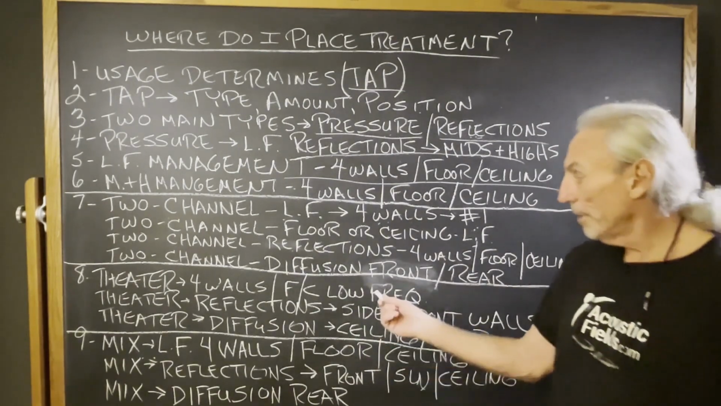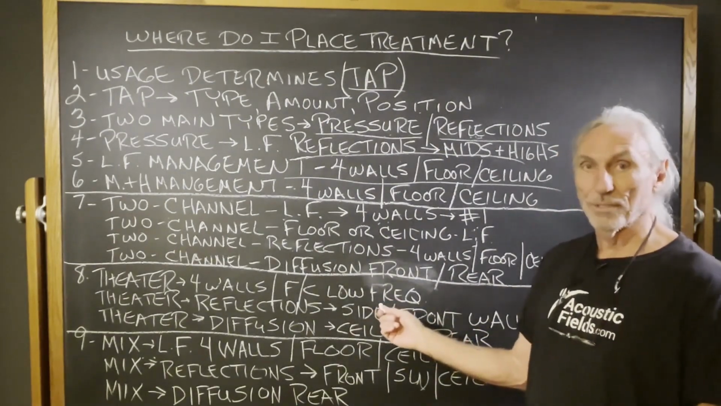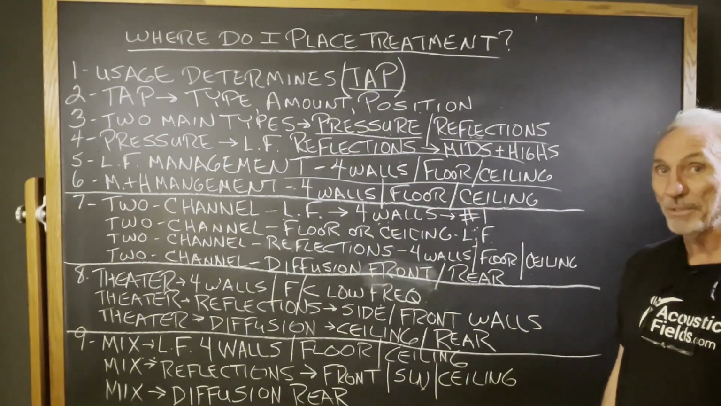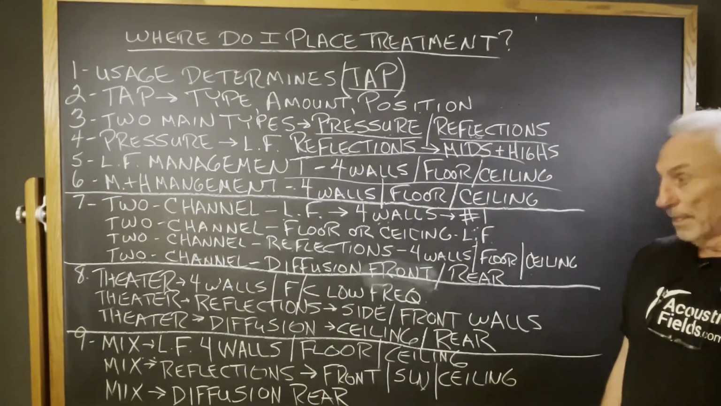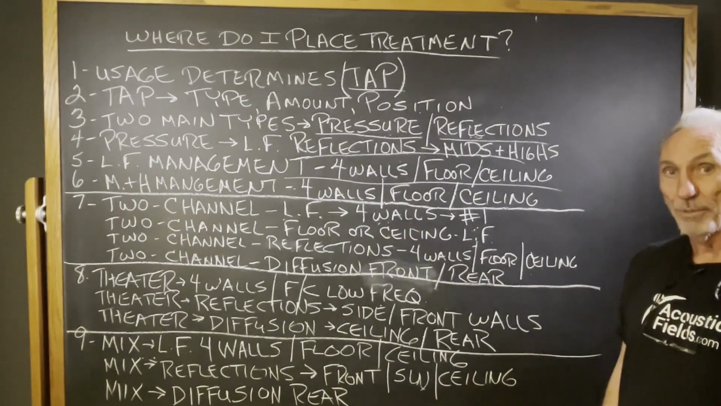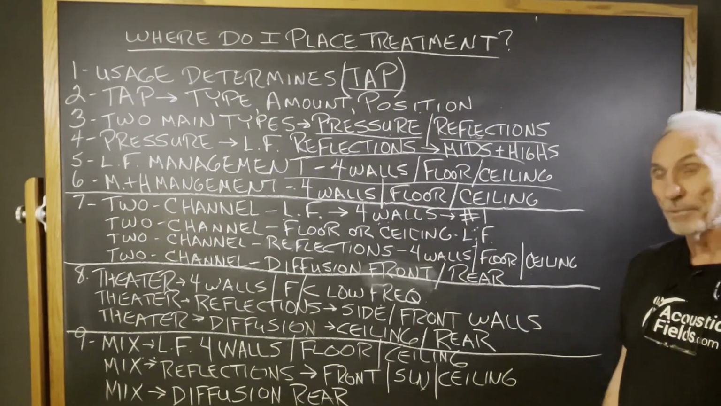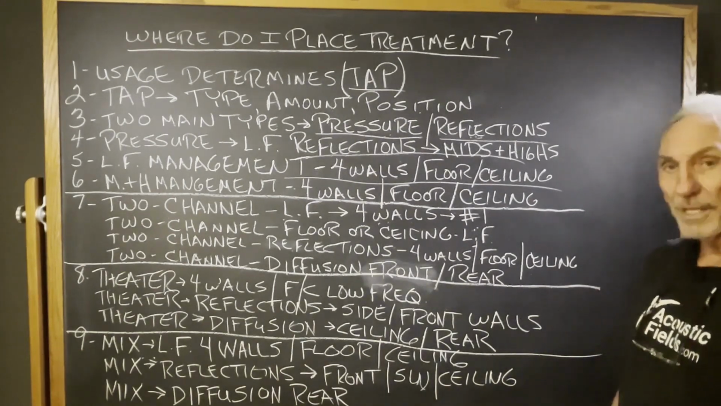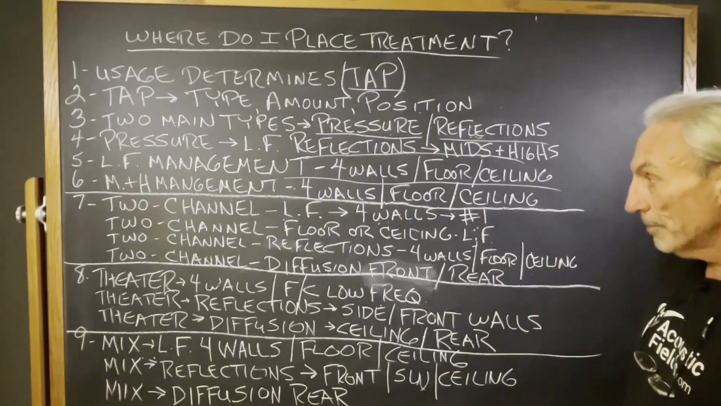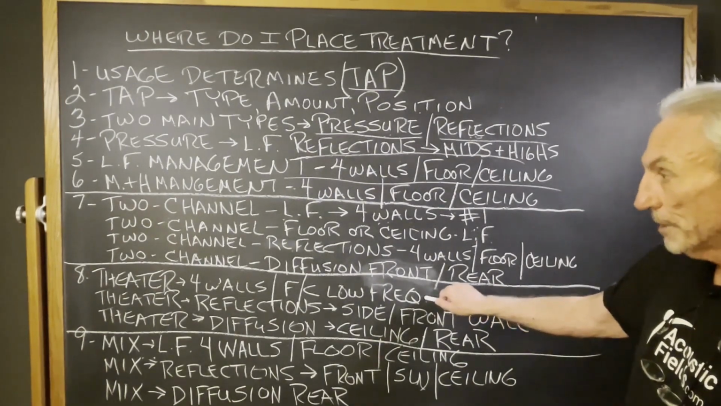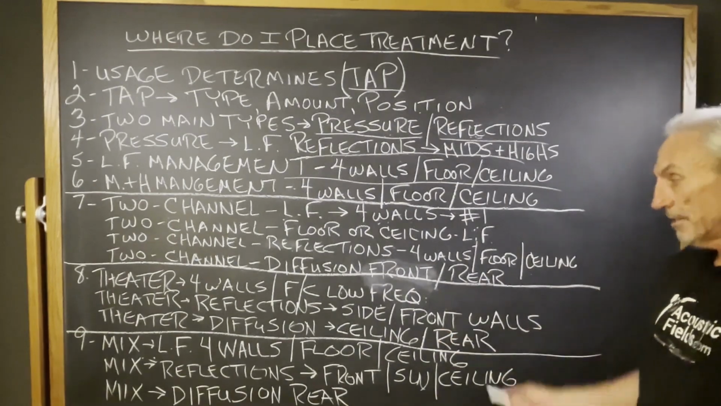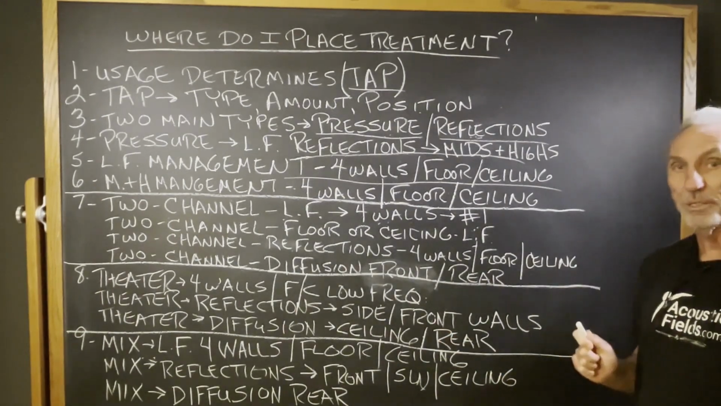Theater, four walls, low frequency. Got to. So much more energy than most of these rooms can contain anyway with theater. I don't know when quantity became quality or the perception of quality, but that's how it goes sometimes in these things. I guess that's the basis for the loudness wars in the recording world. So theater, we've got the four walls, floor, ceiling. Then we've got reflections, side, front walls. Diffusion in theaters, really rear wall and ceiling.